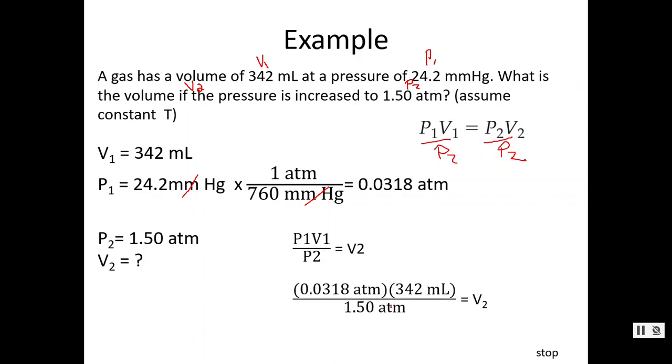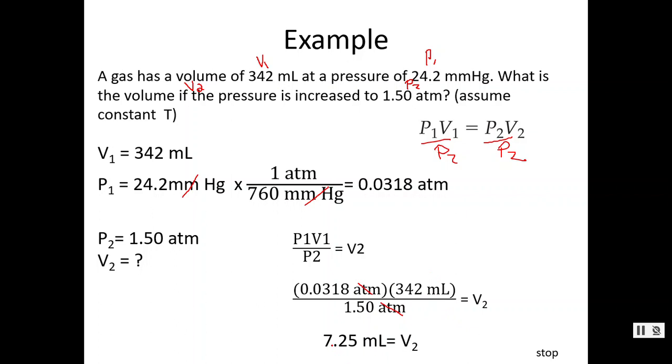Doing that and substituting in the appropriate values, I see my units cancel. I'm left with milliliters, which is great. That's a unit of volume. That's what I'm looking for. And so doing that multiplication and division should give you a final answer of 7.25 milliliters.